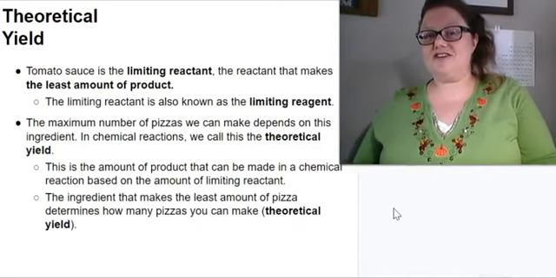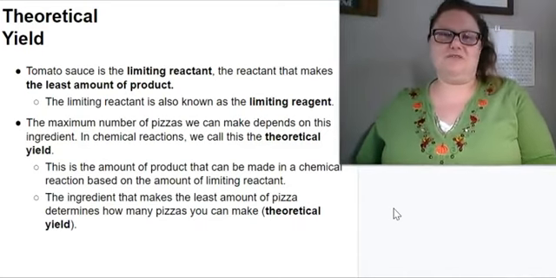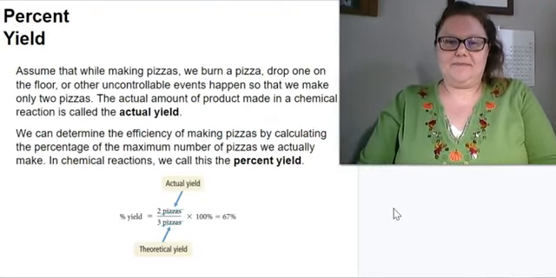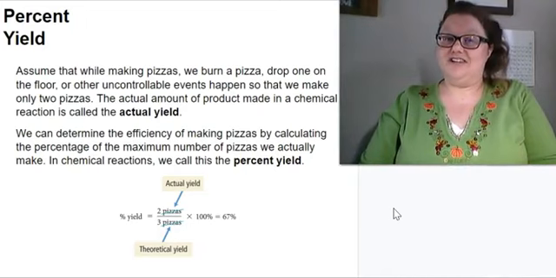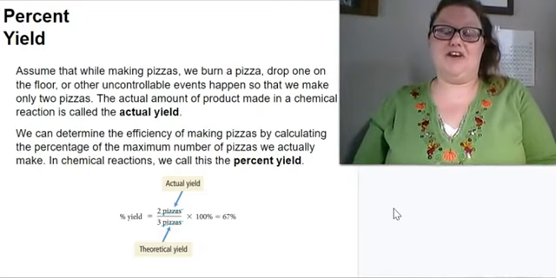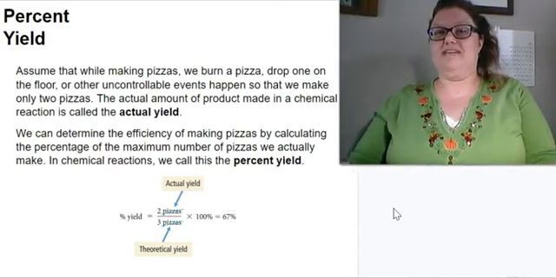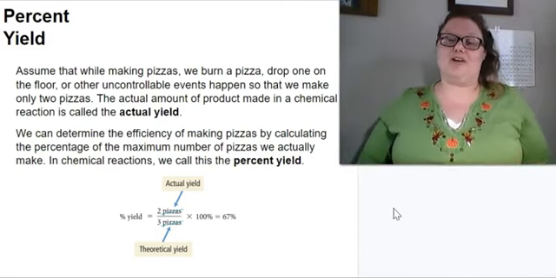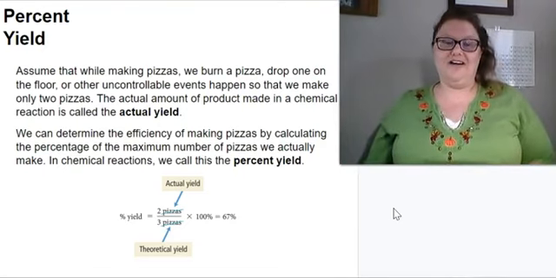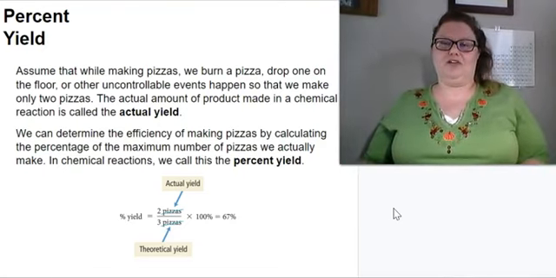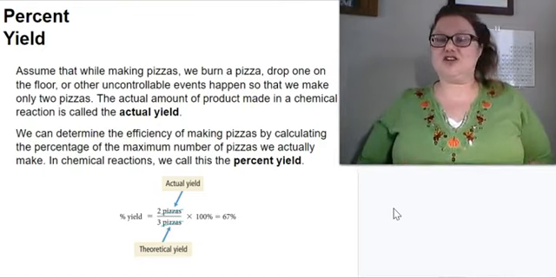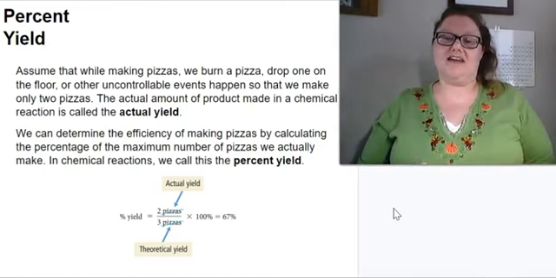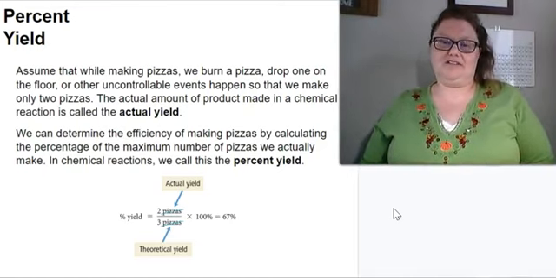So by my calculations, we should make 3 pizzas, the previous example. The actual yield is what you actually made when you did the experiment or made the pizzas. So it says here, let's assume that while making the pizzas, you burn one, or you dropped one on the floor, or there was something else that was uncontrollable, and you were only able to make 2 pizzas instead of 3. The actual amount of product that you made is the actual yield.